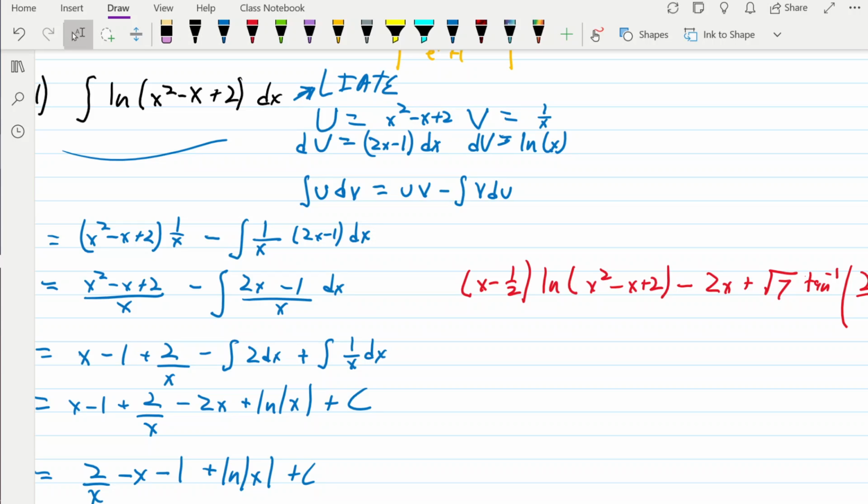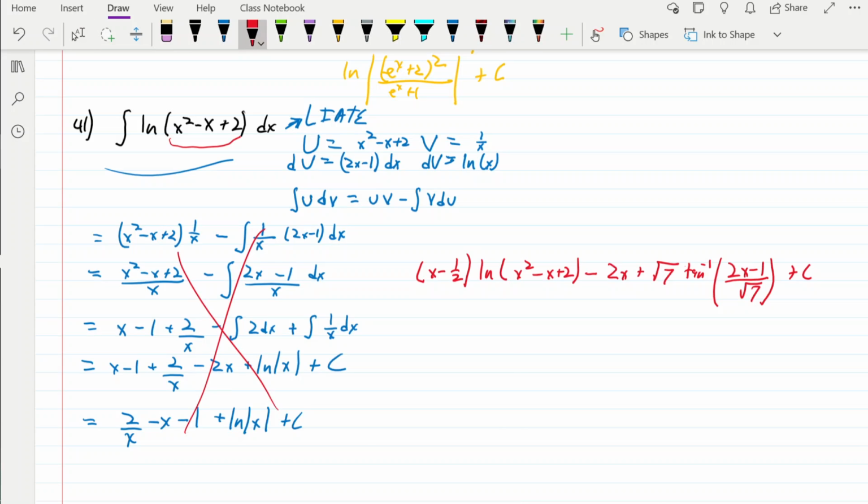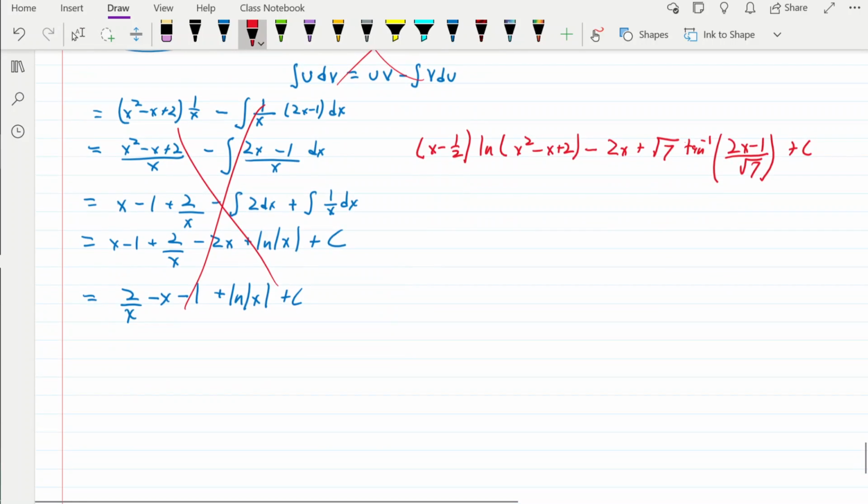Unless I might actually not have been able to take this out like I did, because this is technically not multiplied and it's within. Yeah, I think that's what I did wrong. Okay. So let me rewrite it.